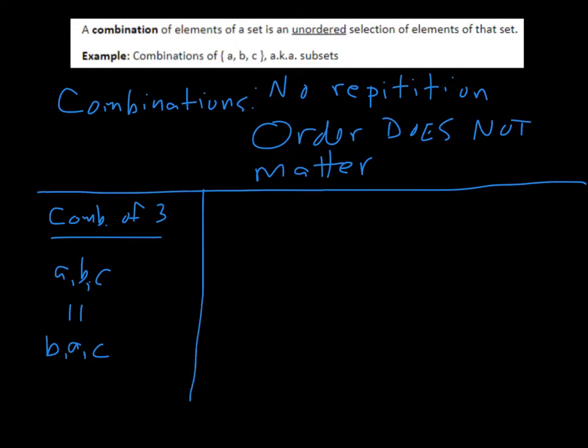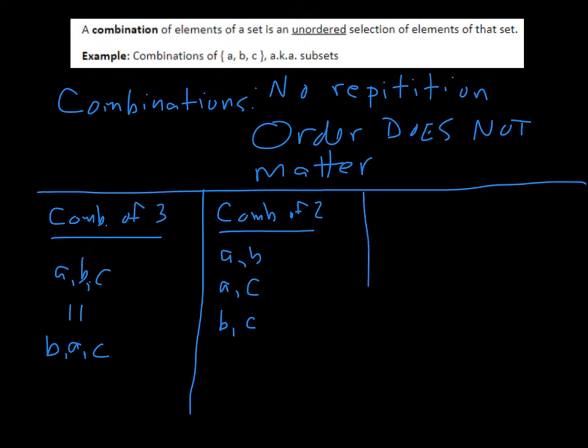Now, if I'm taking combinations of 2 of them at a time, what would that look like? Well, I could choose AB, I could choose AC, or I could choose BC. And that's it, because anything else that I write down, if I write down BA, it's the same as this one. If I write down CA, same as this one. CB, same as this one. So there are 3 ways to choose combinations of 2 of them.